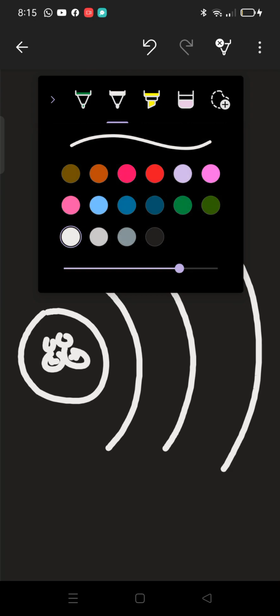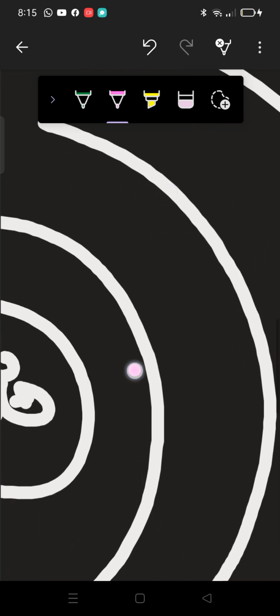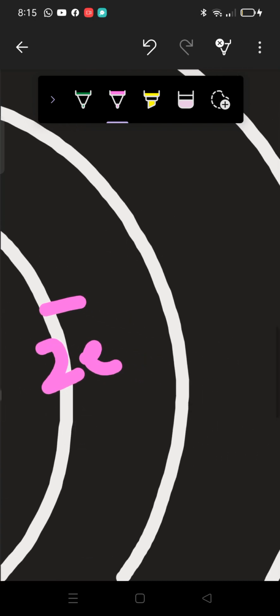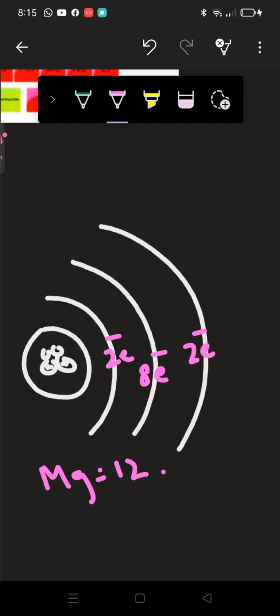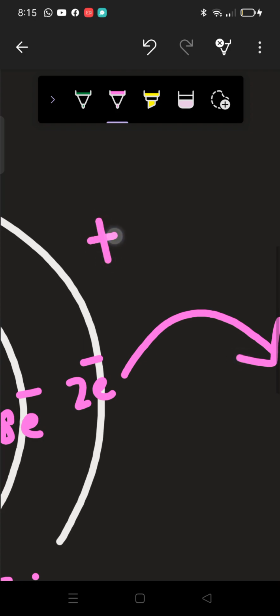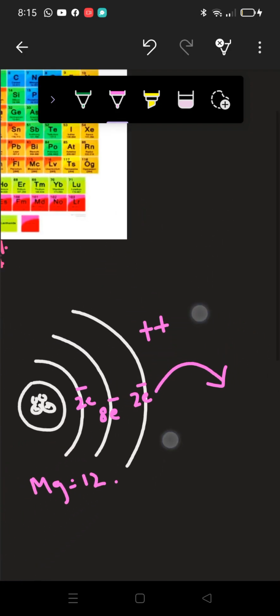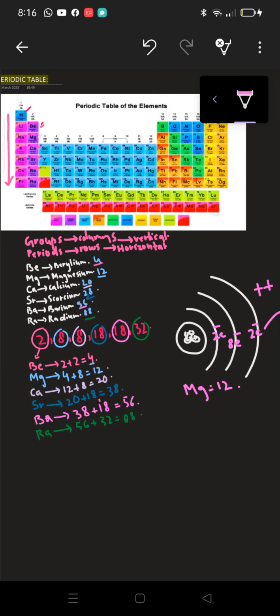Alright, so now I'm going to make the electrons. As I told you, magnesium has the atomic number of 12. So the first shell always has 2 electrons, the second has 8 electrons. Now 2 electrons are left, so 2 I'm writing here. According to the electronic configuration, it has to be 8 or more than 8. Alright, so now what it will do, it will lose its electrons, it will get 2 positive charge because it is losing its 2 electrons. So second group elements are always cations and they lose their 2 electrons.